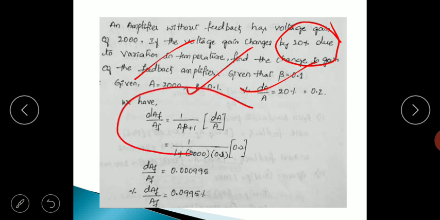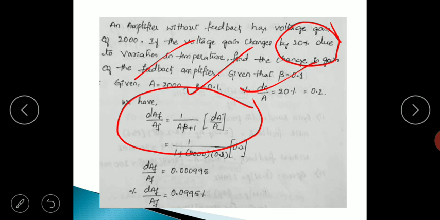The change in the gain with feedback is equal to the change in the gain without feedback into 1 by 1 plus A beta. That is, the change in the gain with feedback decreases by a factor of 1 plus A beta. So if you use that formula, dAF by AF equals 1 by 1 plus A beta into dA by A. So how do we get dAF by AF then? Substitute 1 by 1 plus A beta and dA by A.